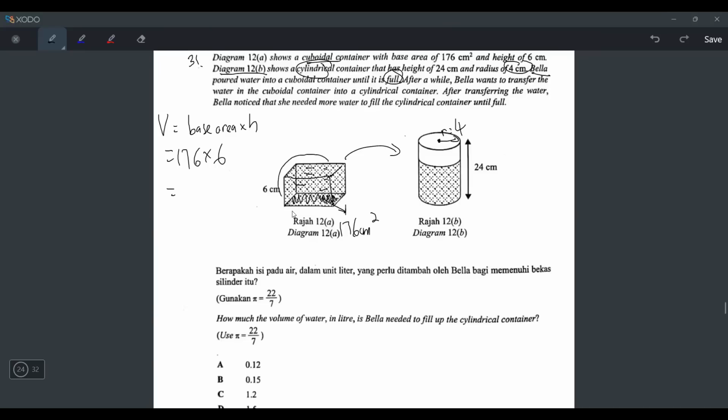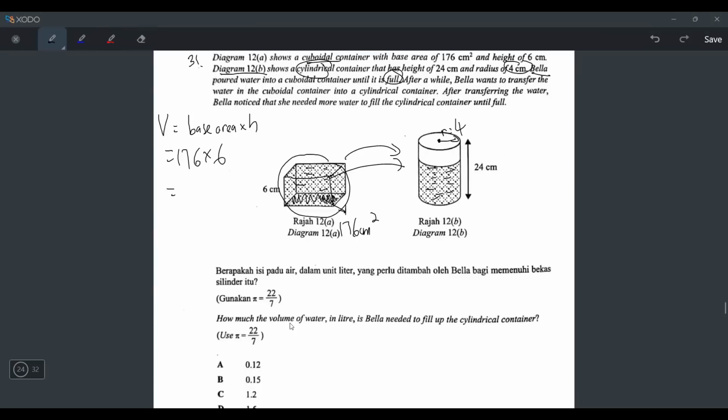After transferring the water, Bella noticed that she needed more water to fill the cylinder until full. So all this water is poured inside the cylinder. After it poured, it only filled up to here only. Okay, it means it didn't fill up to 24 cm. It only fills up to less than 24 cm. I don't know how much. Okay, but I'm sure we can find it.